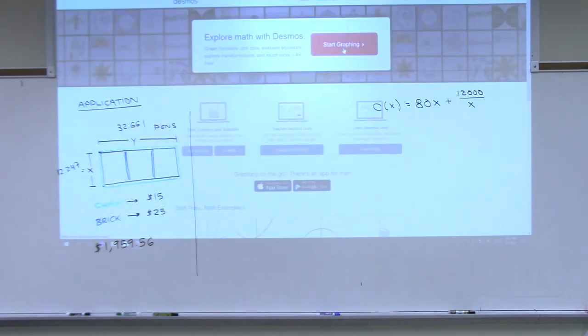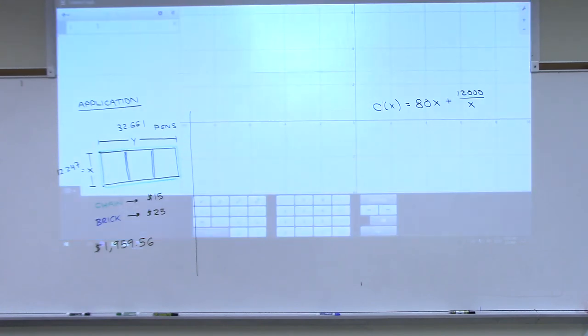And see, you don't even really have to do calculus. If you're in a real business situation, let's say you didn't know any of this calculus, but you were able to come up with the cost function. If you're able to do that 80x plus 12,000 divided by x, that was it.